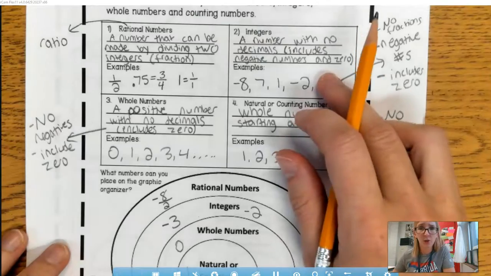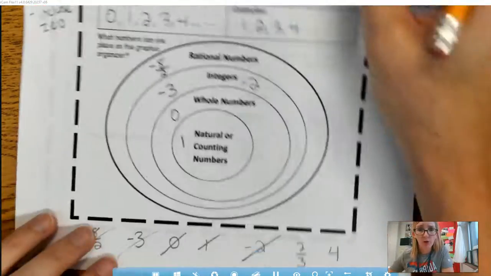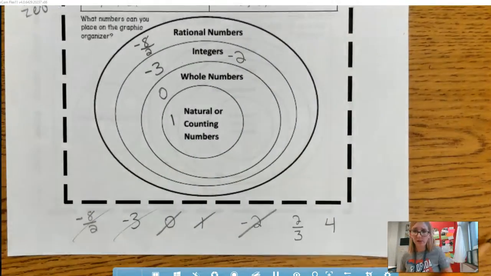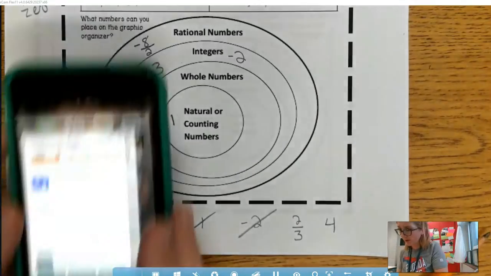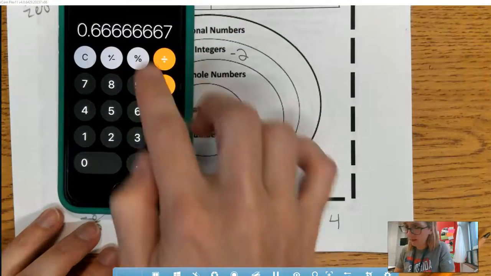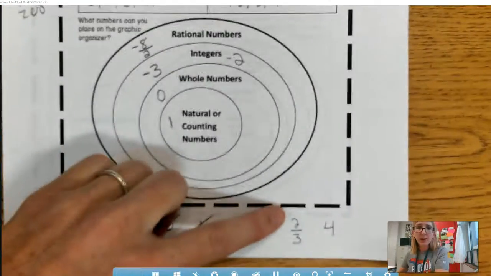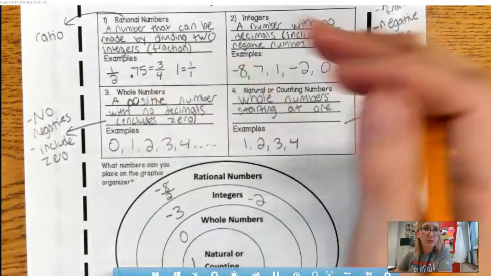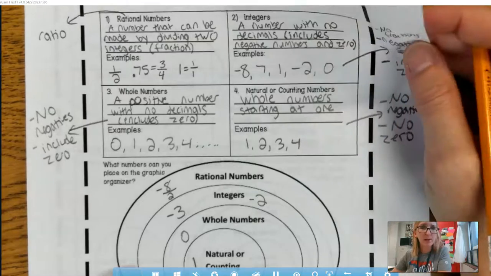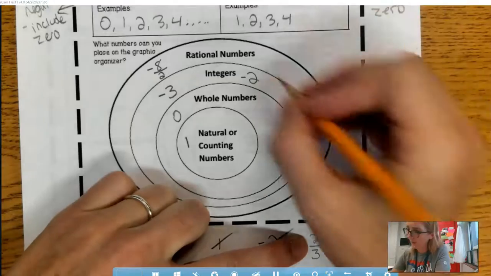Well, integers are numbers with no decimals and no fractions. So see, if I divided 2 over 3, put that fraction in the calculator, it would give me a decimal. So it's not an integer, but it is a rational number because rational numbers are numbers that can be made by dividing two integers, or a number that can be written as a fraction, right?